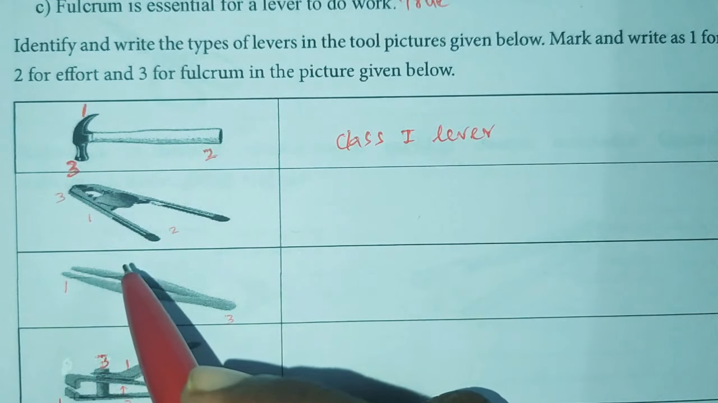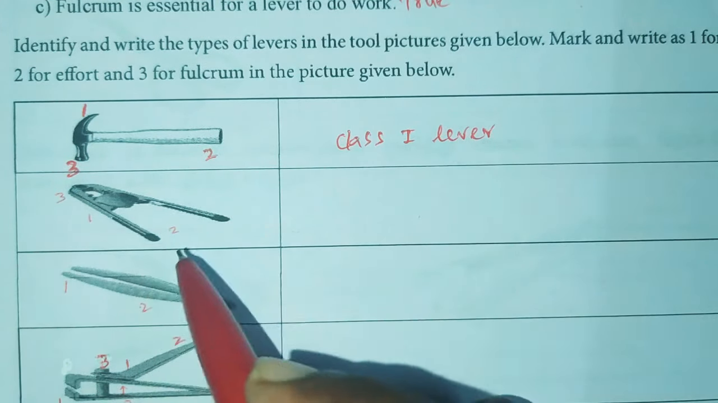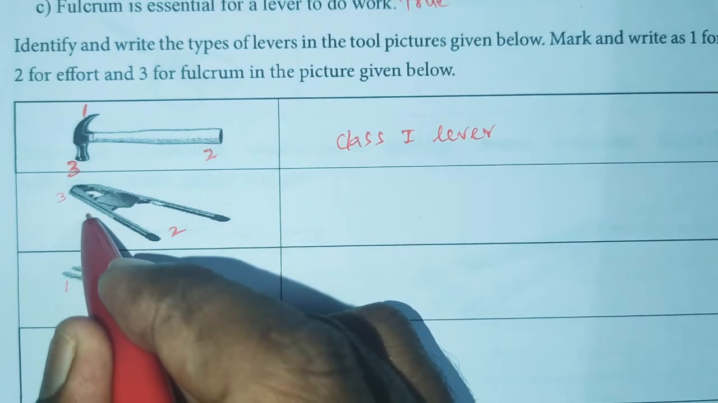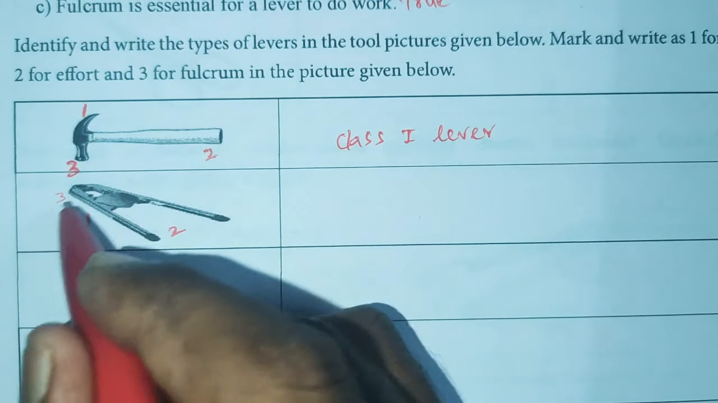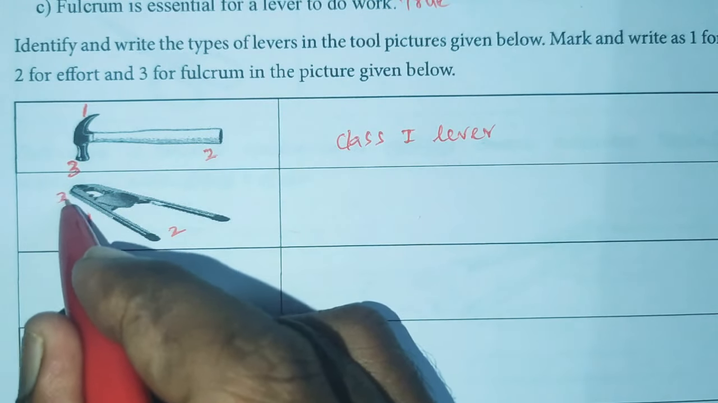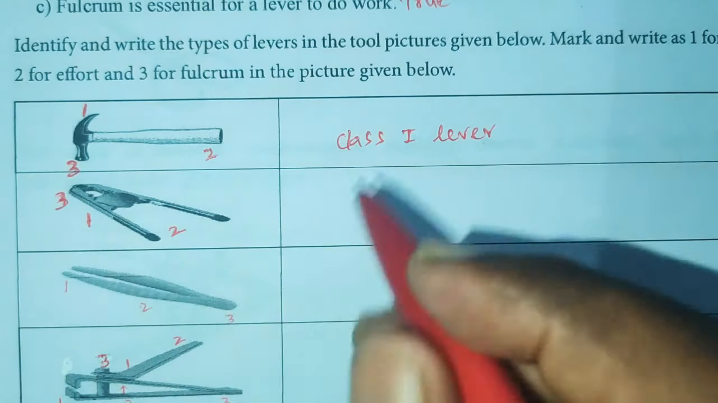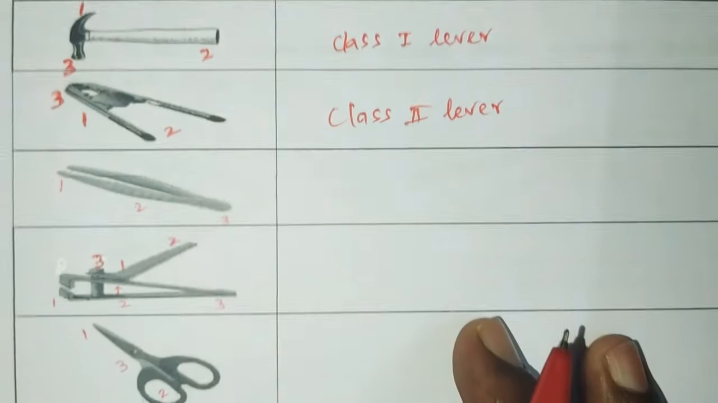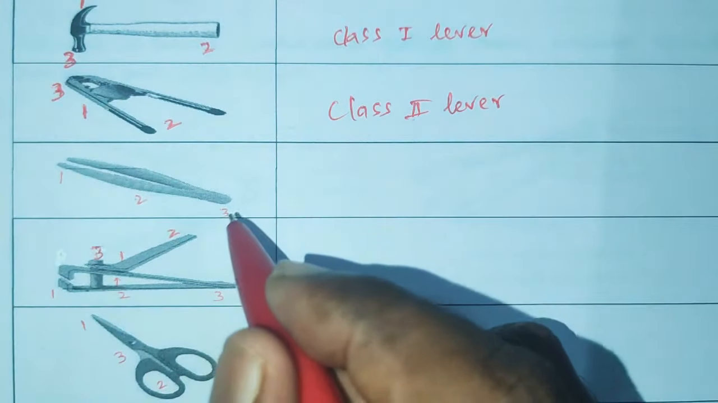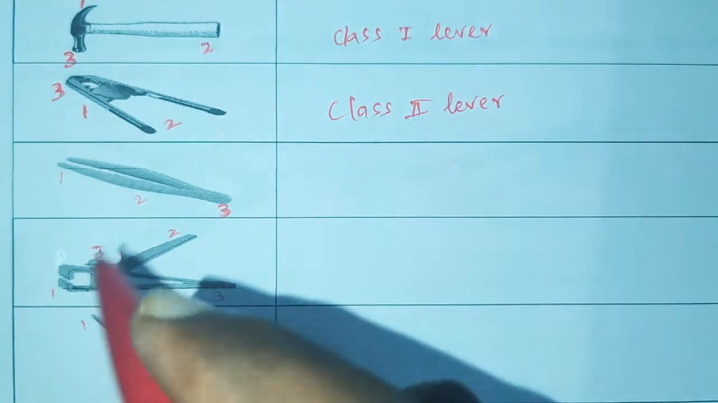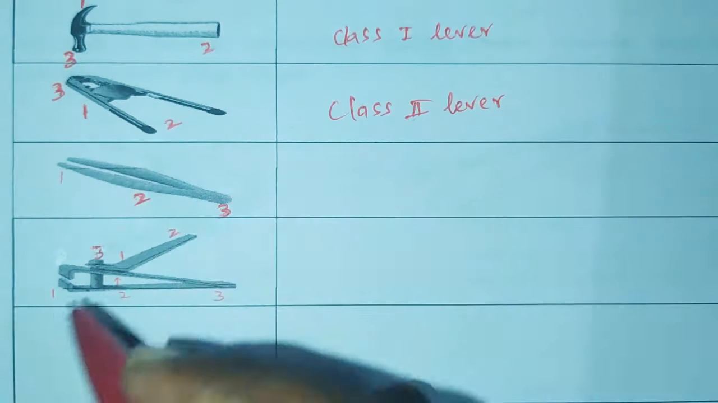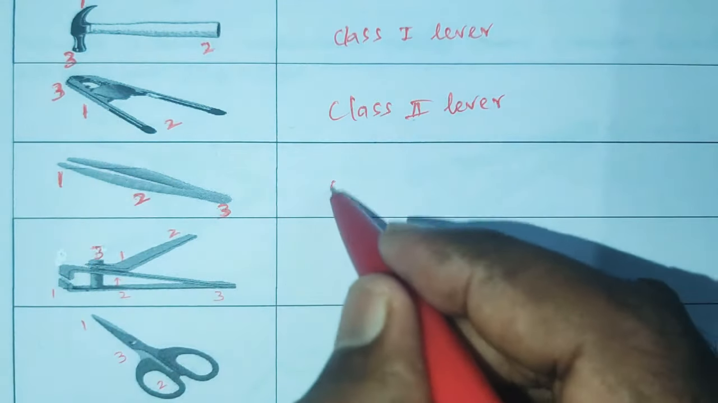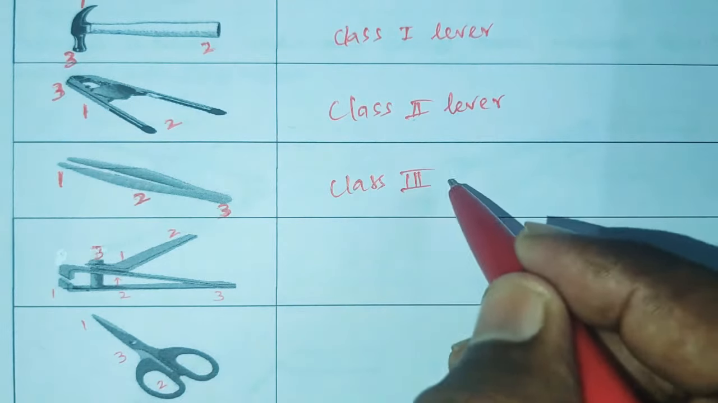Next, nut cracker. This is nut cracker: 2 for effort, 1 for load and 3 for fulcrum. So this is class 2 lever. Next, tong: 3 for fulcrum, 2 for effort and 1 for load. This is class 3 lever.